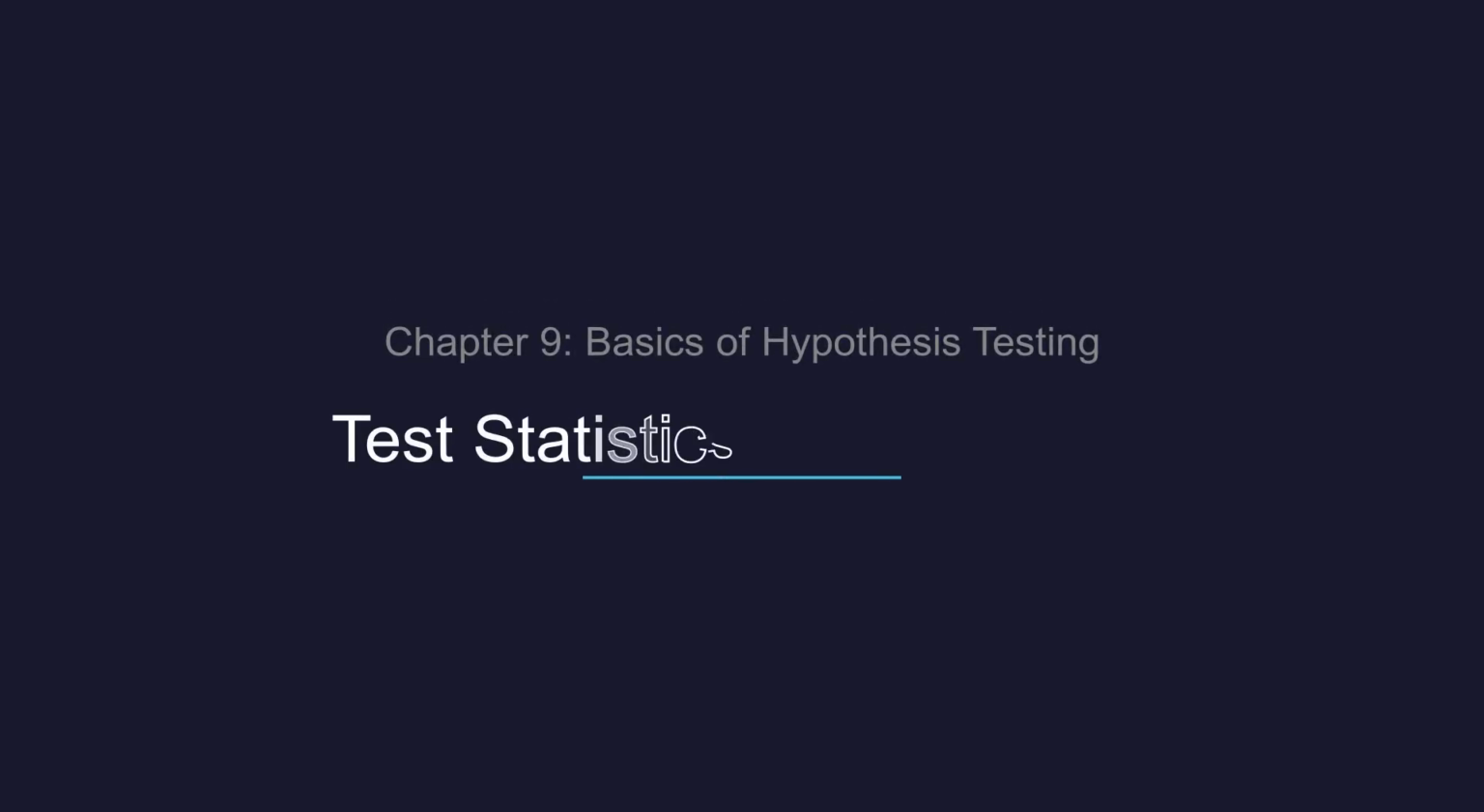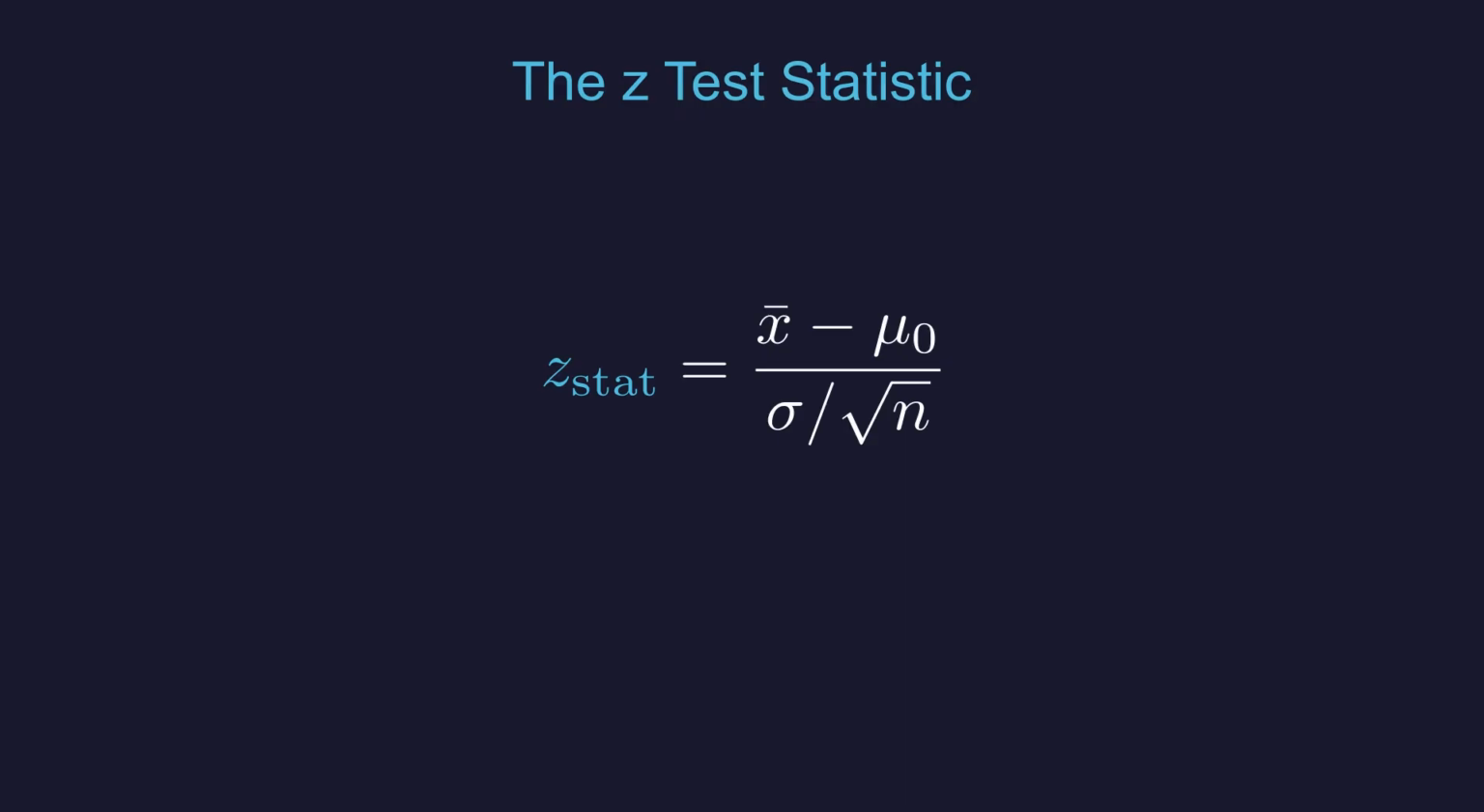Test statistics and p-values, turning data into evidence. Step 2 in hypothesis testing is computing the test statistic. For testing a population mean when sigma is known, we use the z-statistic. Z-stat equals x bar minus mu naught divided by sigma over the square root of n.